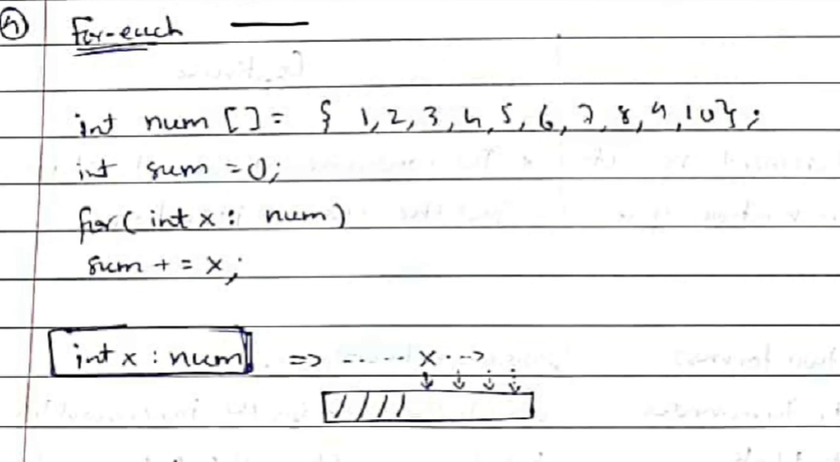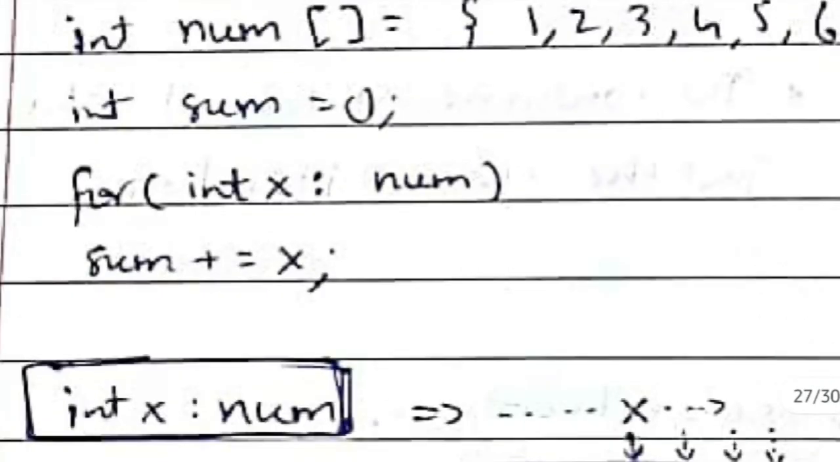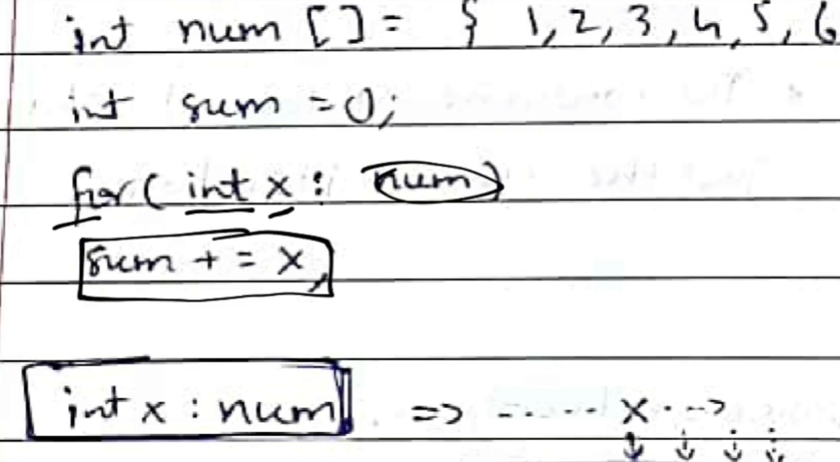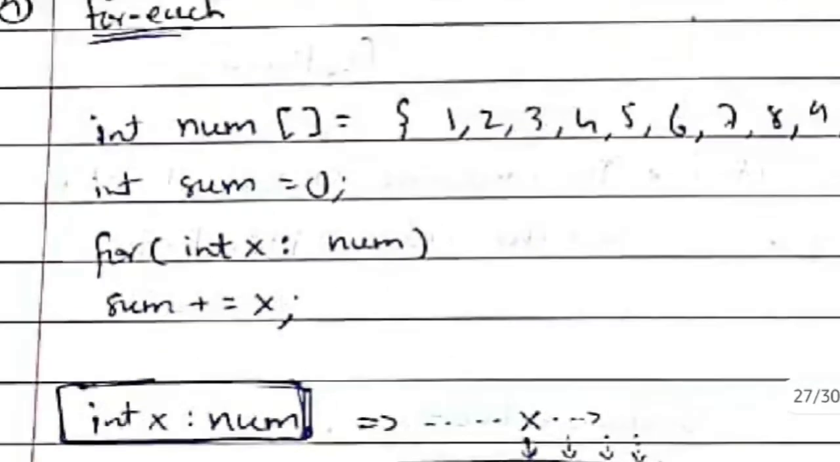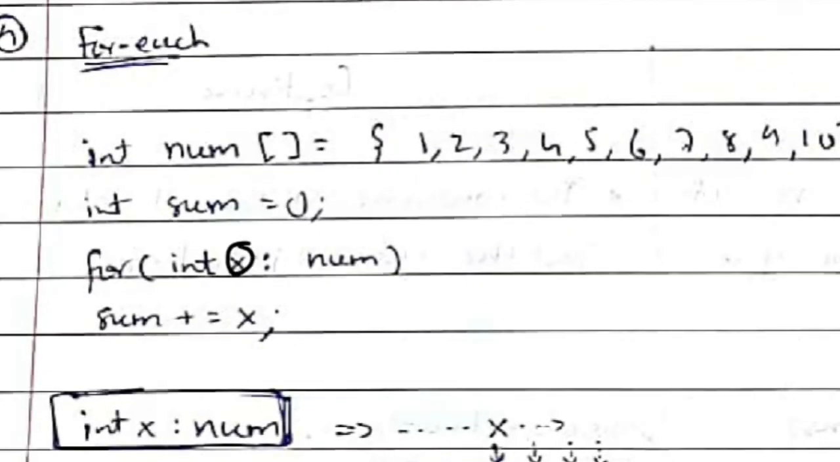For each is a specific type, which is not present in C or C++. So in this one what we do is, suppose that there is an array of numbers having the numbers from 1 to 10. At that time I can calculate the sum of the numbers by using the for each statement. So the syntax is as follows: for int x colon num, and inside this I have the statement to be executed, okay. So what happens is x will access each value of the num array.